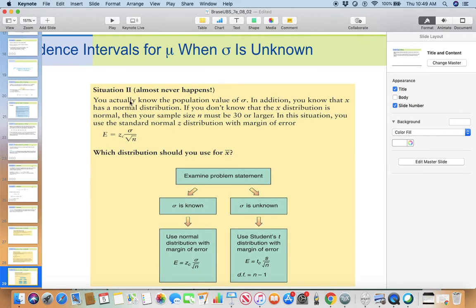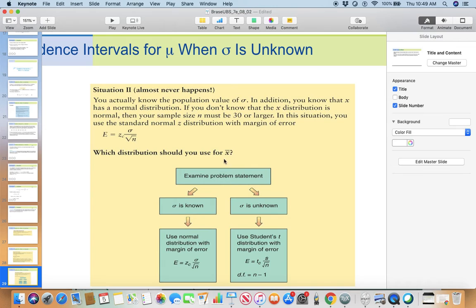All right. Situation 2, which almost never happens. And what is that situation? You actually know the population value of sigma. In addition, you know that X has a normal distribution. If you don't know that the X distribution is normal, then your sample size is 30 or more. In this situation, you use the standard normal distribution Z, and the margin of error uses the critical value z_c times sigma over square root n.